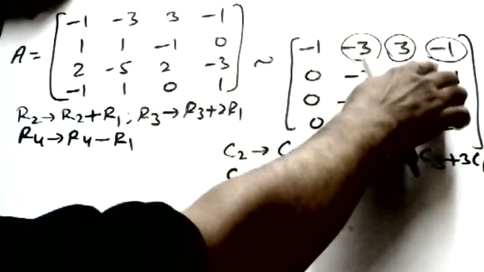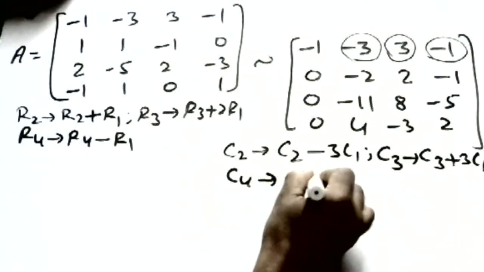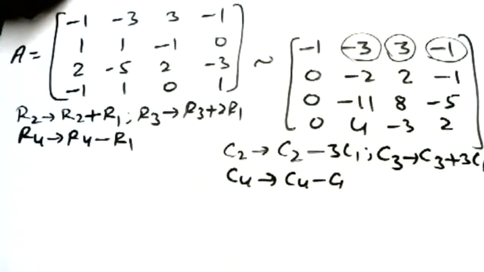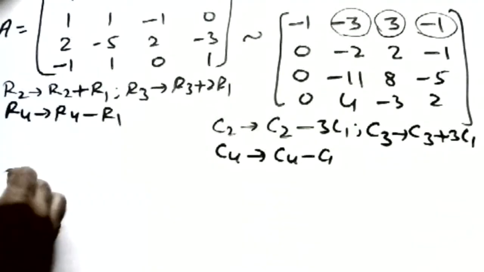Now the last one is C4. Now C4 here, minus 1 minus 1. So C4 minus C1, minus 1 is, that will become plus. So I am continuing here.